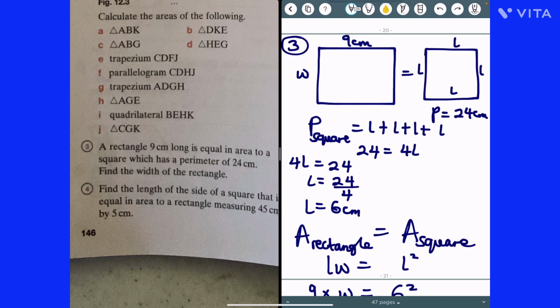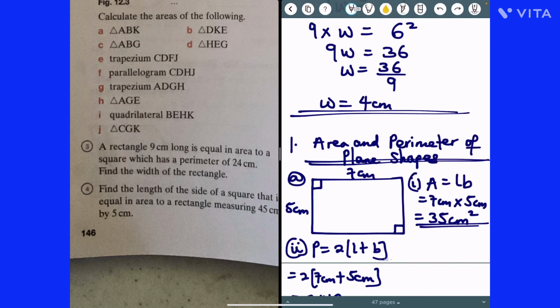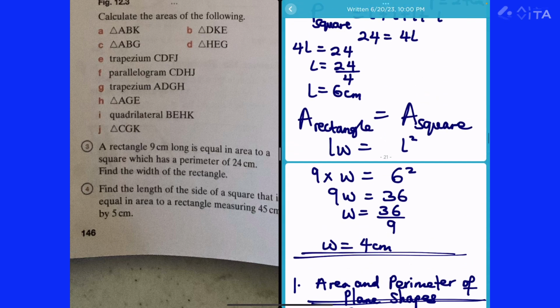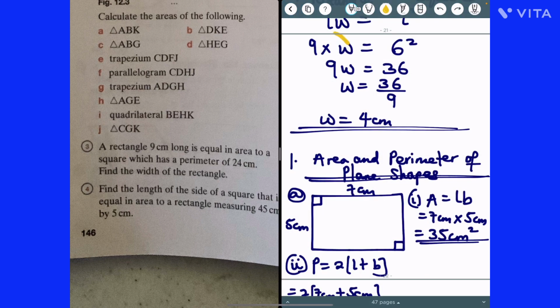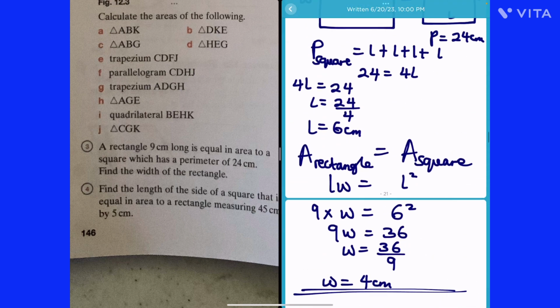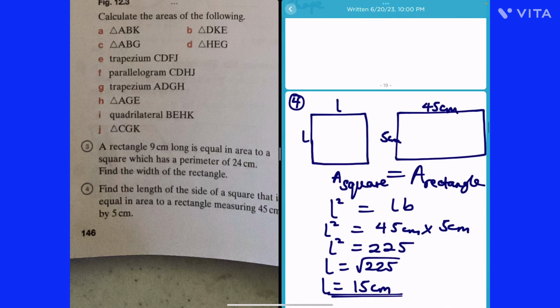You understand? The question now says the area of the rectangle is equal to the area of the square. What do we do? Area of rectangle is length times breadth, or length times width. Area of a square is L squared. So that means L times W is 6 squared. And the length of the rectangle is given as 9. So 9 times W is 36. That gives me the width of the rectangle as 4 centimeters. So take note of that. That was a simple question.